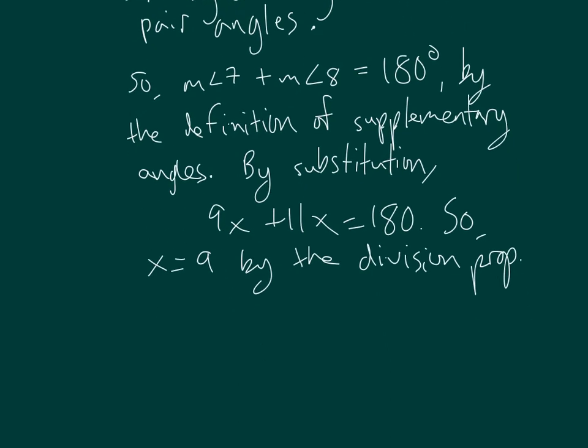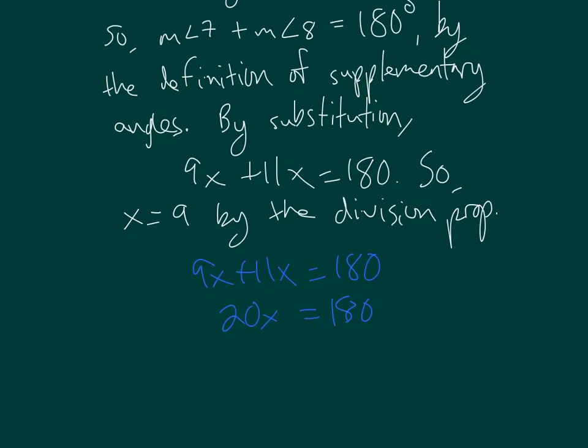And where did I get that from? Well, 9x plus 11x equals 180. That would make 20 x's equal to 180. And then you would divide both sides by 20 to get that x equals 9. Alright, that's the first proof. Let's jump to the second one.